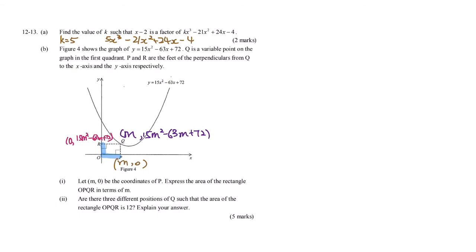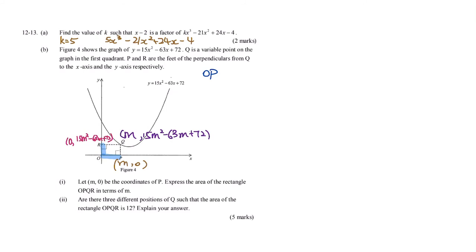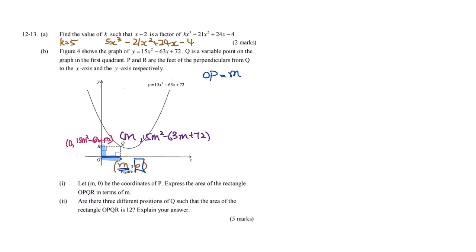Can we know OP? It's not that hard, right? OP is just the length between here. For y it's 0, so no need to calculate that, and then we already have m, so that's why it's m. How about OR? Similarly, x no need to care, so that's why it is 15m square minus 63m plus 72.